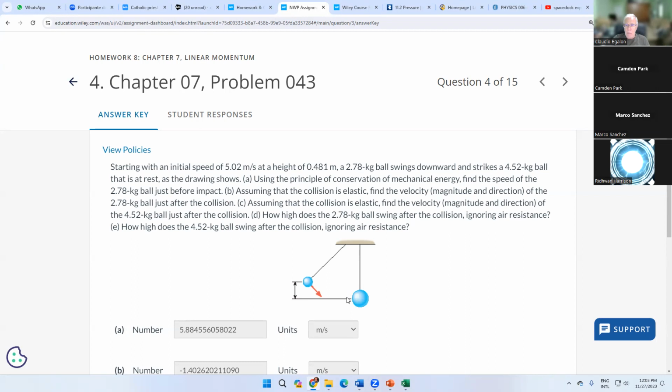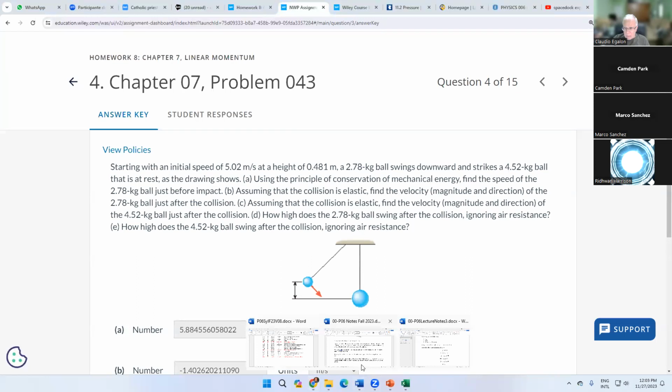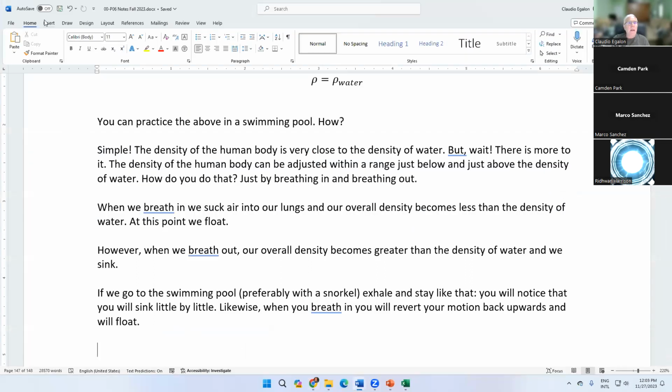Okay, can you show me how to do it, like on my homework, using the principle? I only have one attempt and I don't want to lose a bunch of points. Okay, let's see right here.